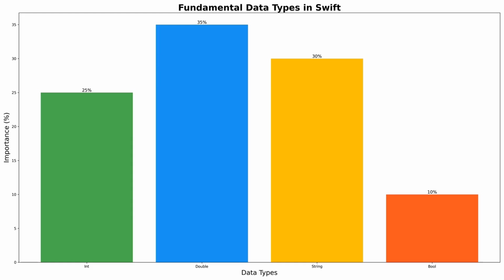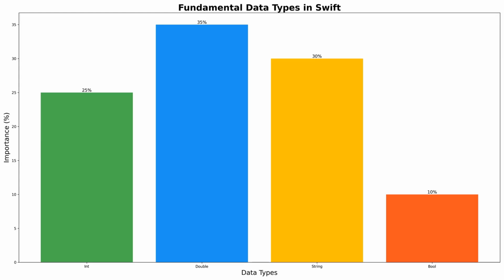The figure titled Fundamental Data Types in Swift displays a bar chart that quantifies the relative importance of 4 core Swift types: Int, which holds 25%, Double at a prominent 35%, String at 30%, and Bool, the smallest, at 10%. Each data type appears on the x-axis, while the y-axis shows corresponding importance percentages with numeric labels above each bar.